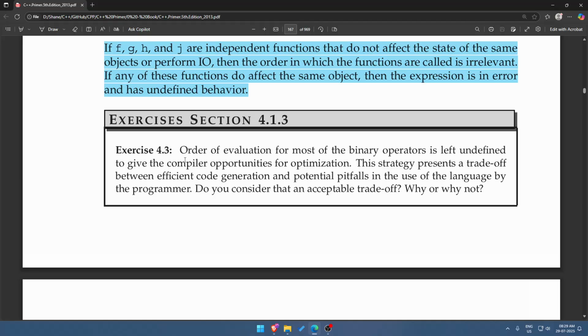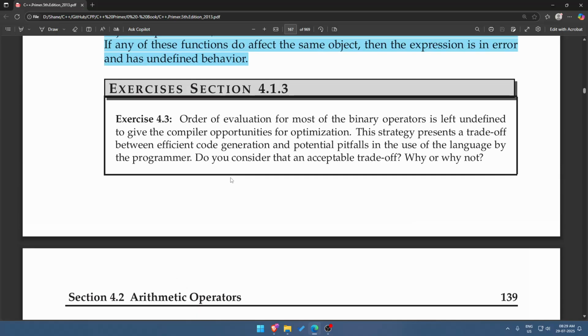Okay. Exercise 4.3. Order of evaluation for most of the binary operators is left undefined to give the compiler opportunities for optimization. This strategy presents a trade-off between efficient code generation and potential pitfalls in use of the language by the programmer. Do you consider that an acceptable trade-off? Why or why not?